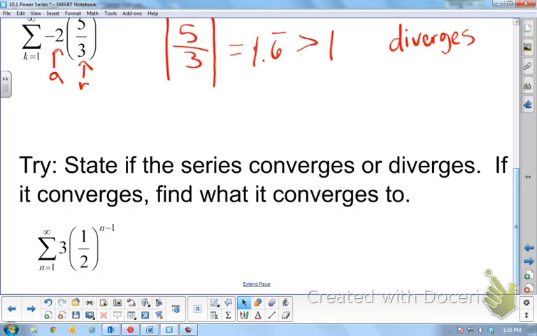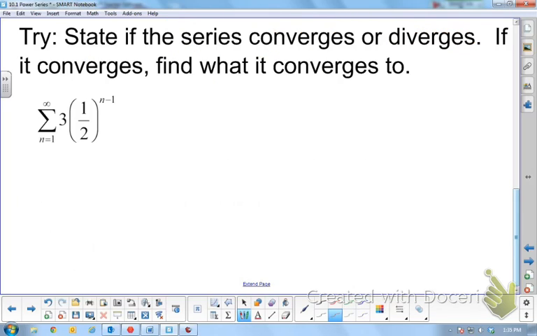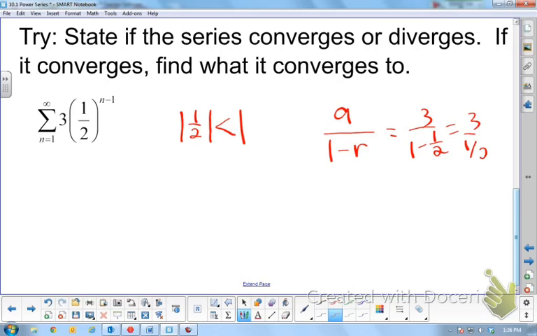Okay, so as you guys guessed, this will converge, but why does it converge? Because the absolute value of 1/2 is less than 1. And then we had a formula for what it would converge to: A over 1 minus R. Okay, we plug in 3 for A. 1 minus 1/2, which is just really 3 over 1/2, which is 6.